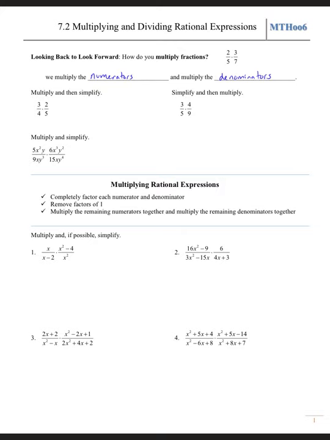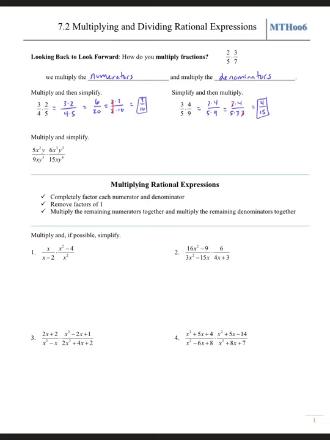What we need to do first is a little bit of practice with this. So I want you to take this first set here and multiply and then simplify. And then in the second set, we're going to do it backwards. I want you to simplify first and then multiply. Okay, so pause the video and work through these two problems, then unpause it and check yours with mine.